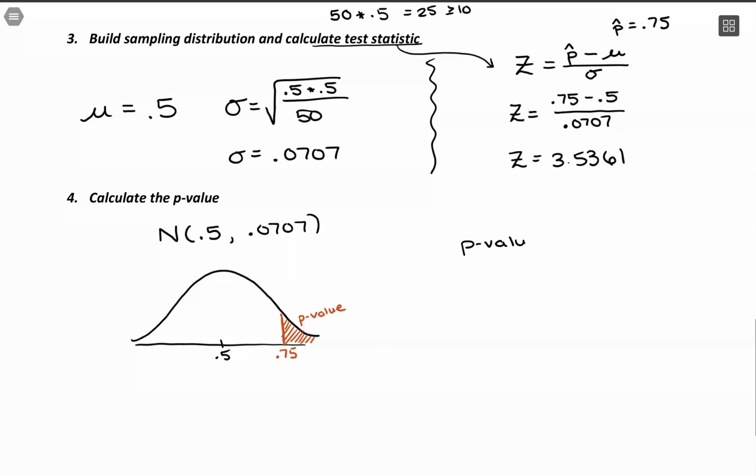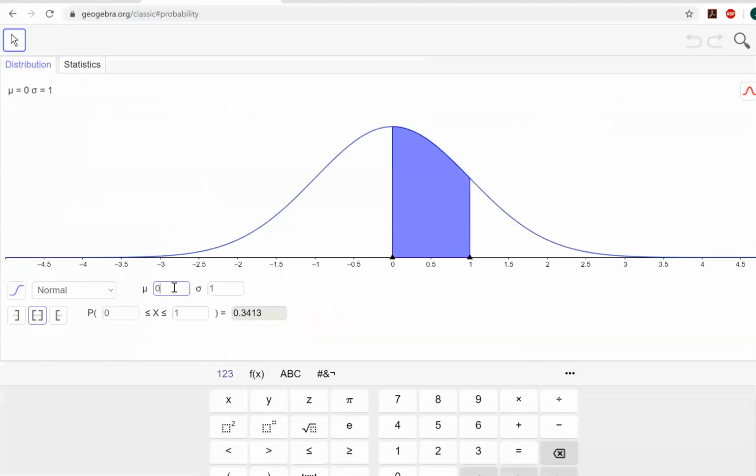So with this, to find my p-value, we have to go to GeoGebra. And this is a good thing to keep in mind. Every time you need a p-value, you'll be in GeoGebra or whatever technology you're using to find probability. So let's go over to GeoGebra and set up my distribution.